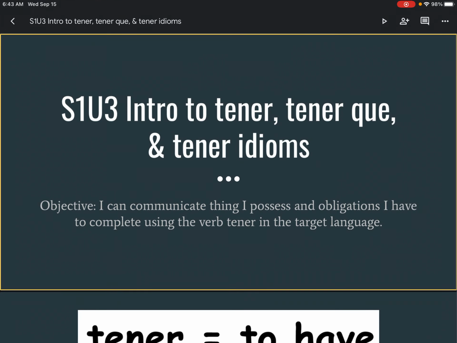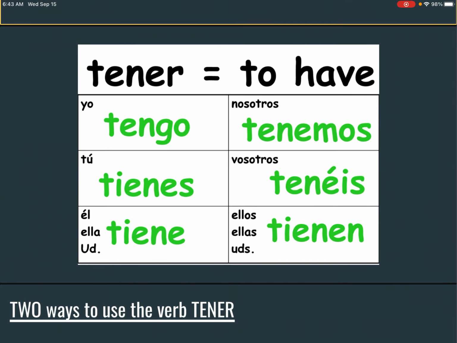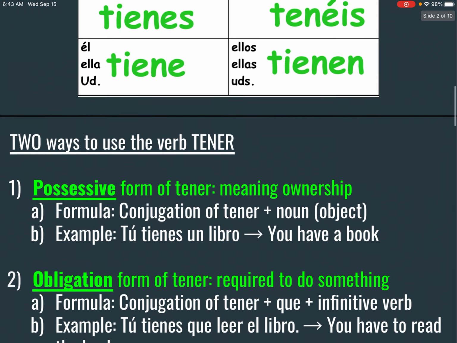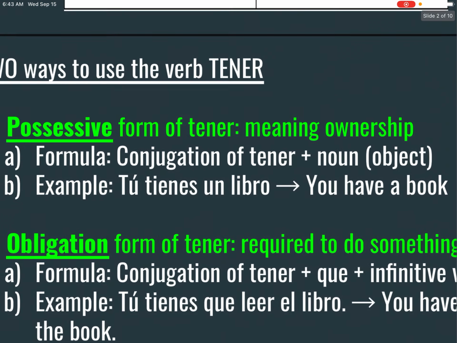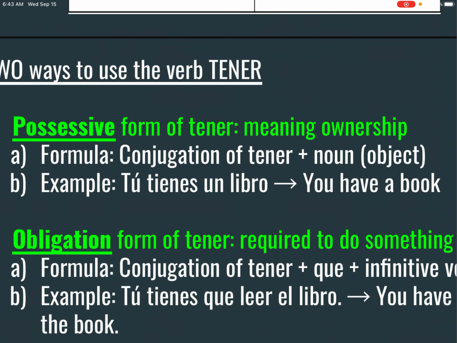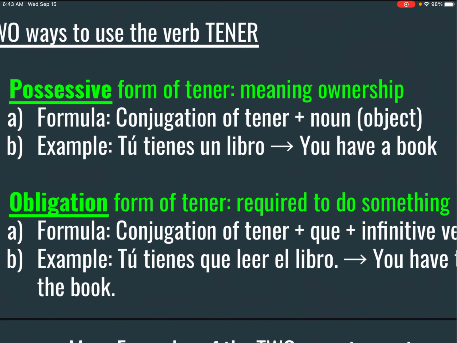Intro to tener, tener que, and tener idioms. Here are your conjugations: tengo, tienes, tiene, tenemos, tenéis, and tienen. There are 2 ways to use the verb tener. Again, this is possessive, meaning ownership. So it's a conjugation of tener and then a noun, like, you have a book. Tú tienes un libro. It's just an object coming afterwards.